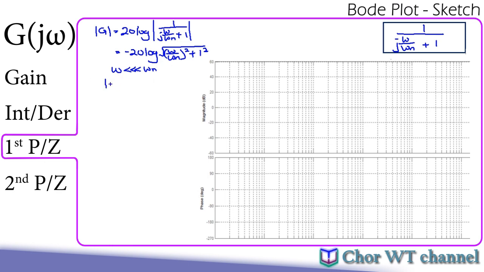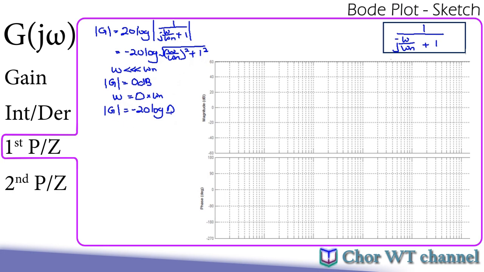Therefore, in this range, my magnitude will become 0 dB. And the next range should be, of course, when omega is greater than omega n. For the sake of the drawing here, we are going to set omega equals d times omega n, where d will be the same as previous, the decades, which is a multiple of 10. When we substitute this into the expression for magnitude, the magnitude will become negative 20 log d. And the 1 here will be ignored simply because d is always much greater than 1.